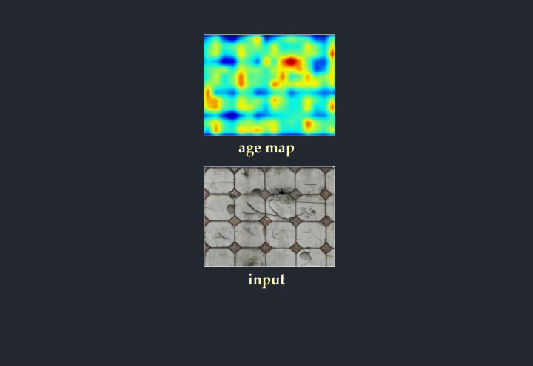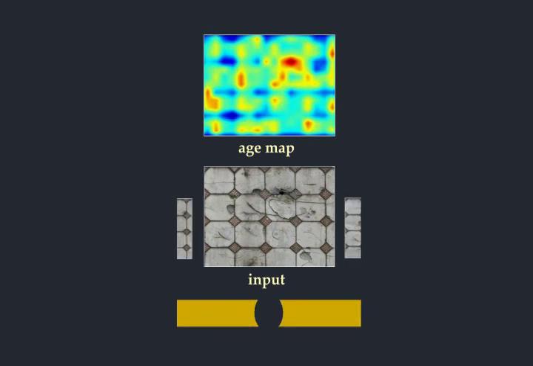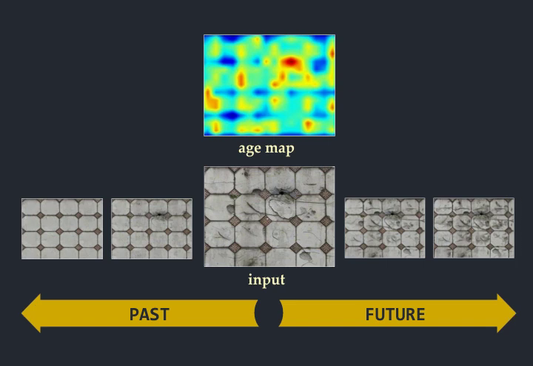Given the input and its age map, it is now possible to synthesize the evolution of the texture both backward and forward in time. We progressively remove or add weathered patches by selecting, processing, and seamlessly blending them into the texture, maintaining the texture's temporally coherent appearance. The details of the algorithm are described in the paper.